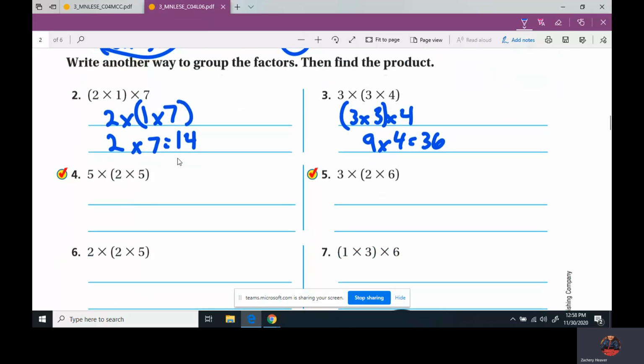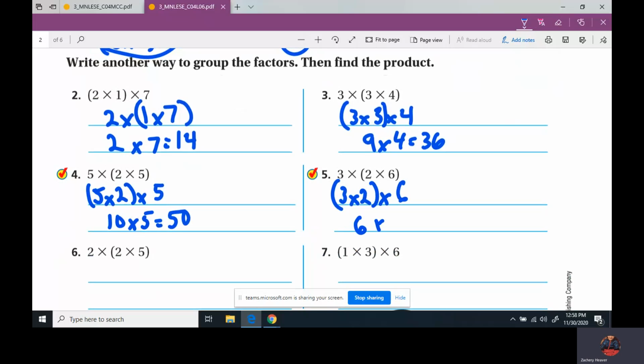Right here, they have 2 and 5 grouped. Well, let's just group 5 and 2 on this side. And we can't forget that 5. 5 times 2 is 10. 10 times 5 is 50. They have 2 and 6 grouped. Well, I'm going to group 3 and 2, and then add my 6 in. 3 times 2 is 6. 6 times 6 is 36.